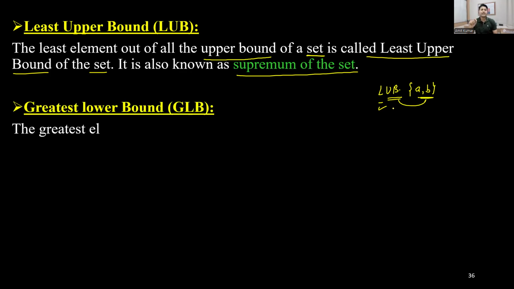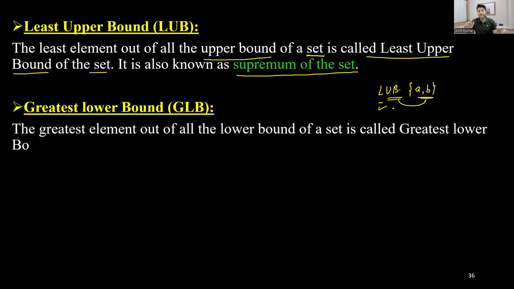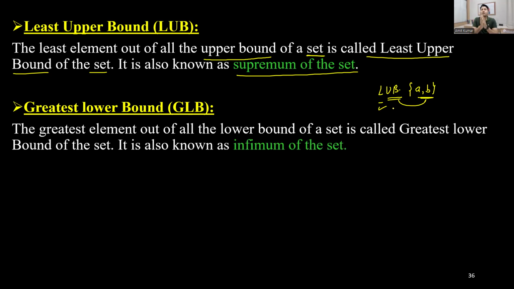In the same manner, what is the greatest lower bound of a set? Greatest out of all the lower bounds of that element. Greatest lower bound, also known as GLB. So GLB of A comma B means what? Firstly, list all the common lower bounds of A and B, and out of those, whichever is the greatest one, we call it the greatest lower bound or infimum of the set, if it is A comma B.